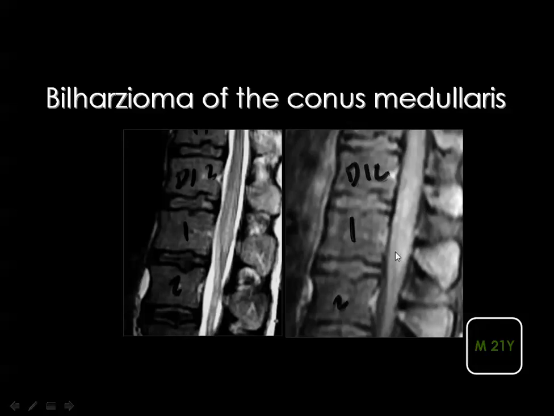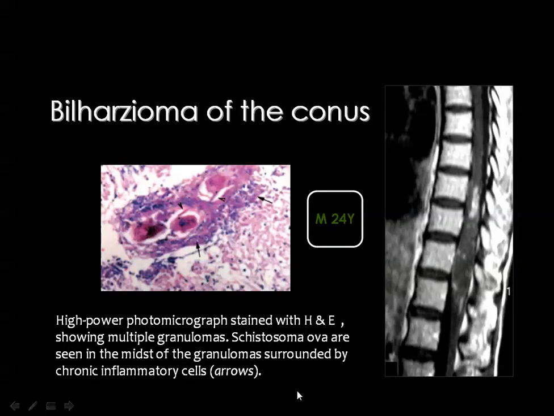The conus is swollen, and in the T1 weighted image you may not appreciate any pathology. In the T2 weighted image you can see some increase in the parenchymal signal. But what's very important here is the contrast enhanced images, where you can appreciate that there are multiple nodular and patchy areas of contrast enhancement within the involved conus medullaris.